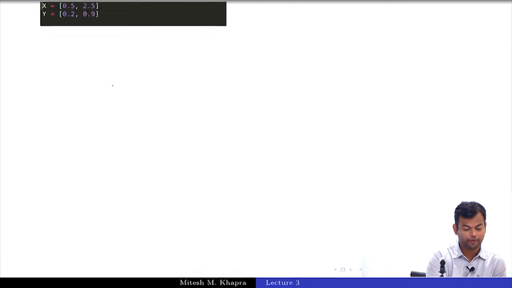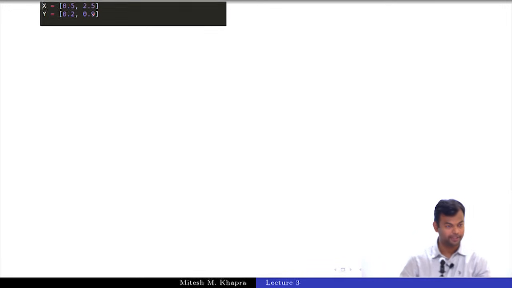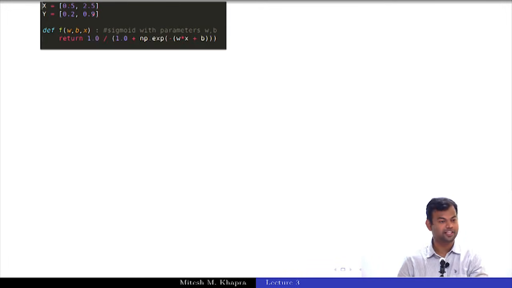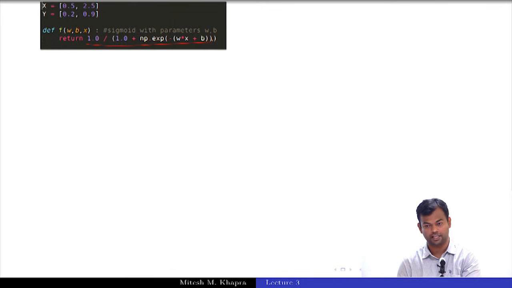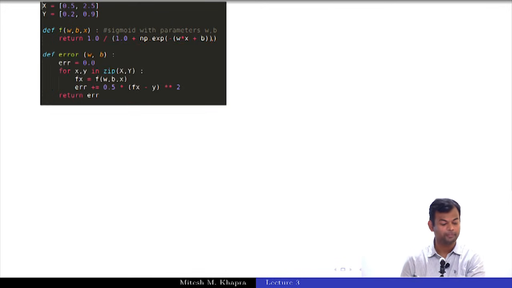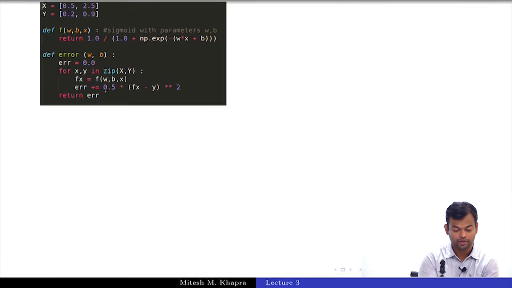So these are the two data points that I had, 0.5, 0.2 and 2.5, 0.9. The first thing which I need is something which can implement the sigmoid function. So this is 1 over 1 plus e raised to minus (wx plus b). Is that fine? Okay. Now I need something which can compute the error. So this is summation of half into (f of x minus y) the whole square. I go over all the data points.